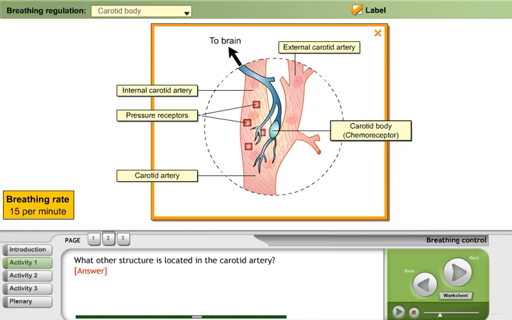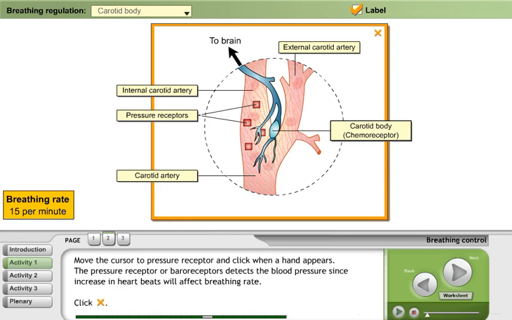What other structure is located in the carotid artery? Answer: pressure receptors. Move the cursor to the pressure receptor and click when a hand appears. The pressure receptors, or baroreceptors, detect the blood pressure, since an increase in heartbeats will affect breathing rate. Click Close.